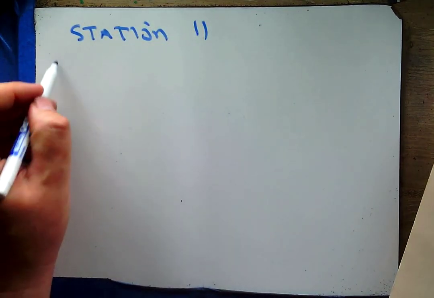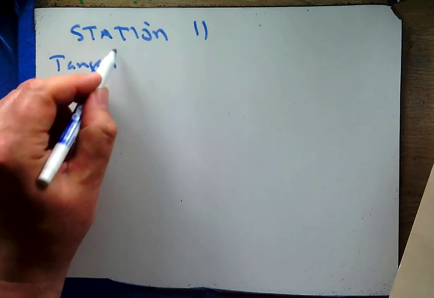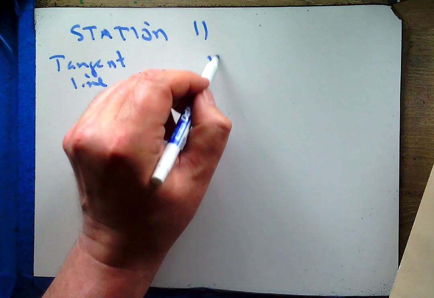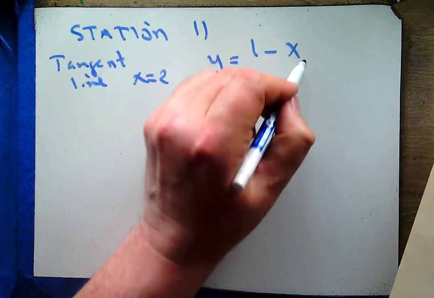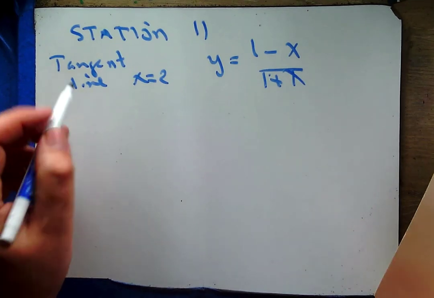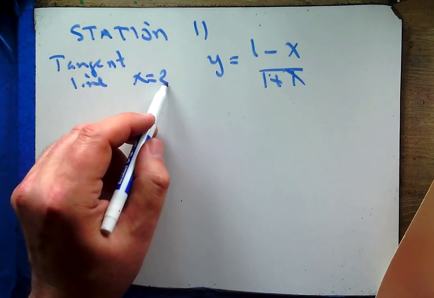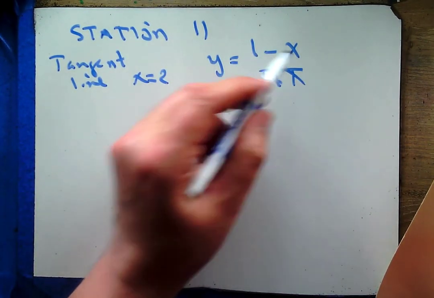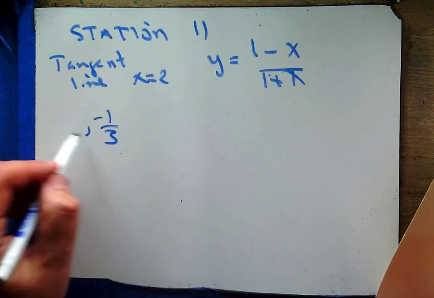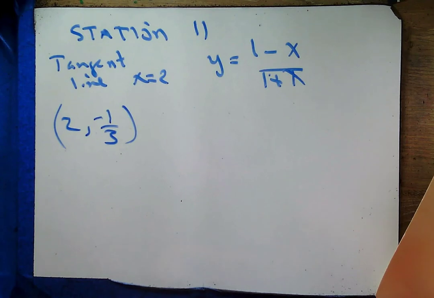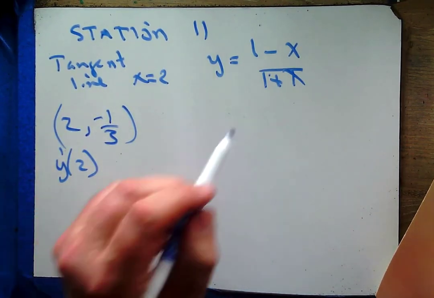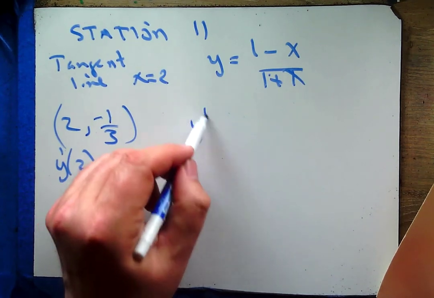First one is we're supposed to write the tangent line at x equals 2 for the function y. Okay, so I need a point, which means I plug that point in there: 1 minus 2 is negative 1, 1 plus 2 is 3. So we have this ordered pair. Now I need to know y prime of 2. So that means I have to use the quotient rule.